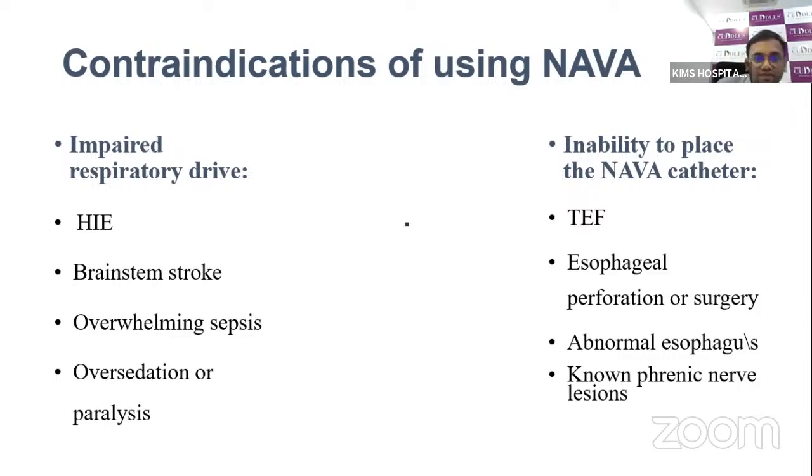Here it is very difficult to use NAVA, where the application of NAVA is not feasible and it's more like normal conventional ventilation. Sometimes there are certain anomalies, like TEF or esophageal atresia or esophageal surgeries, where you cannot insert the NAVA catheter, or sometimes phrenic nerve injuries can happen because of birth asphyxia or certain difficult deliveries, where the NAVA catheter, even though placed, is not at all useful.